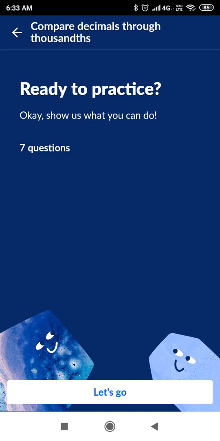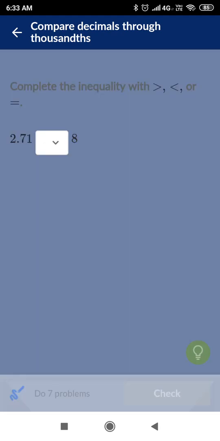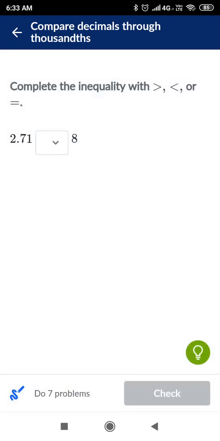Compare decimals through thousands. Complete the inequality with greater than, less than, or equal to sign. So we have to compare these two numbers and we have to say which is greater, smaller, or equal.